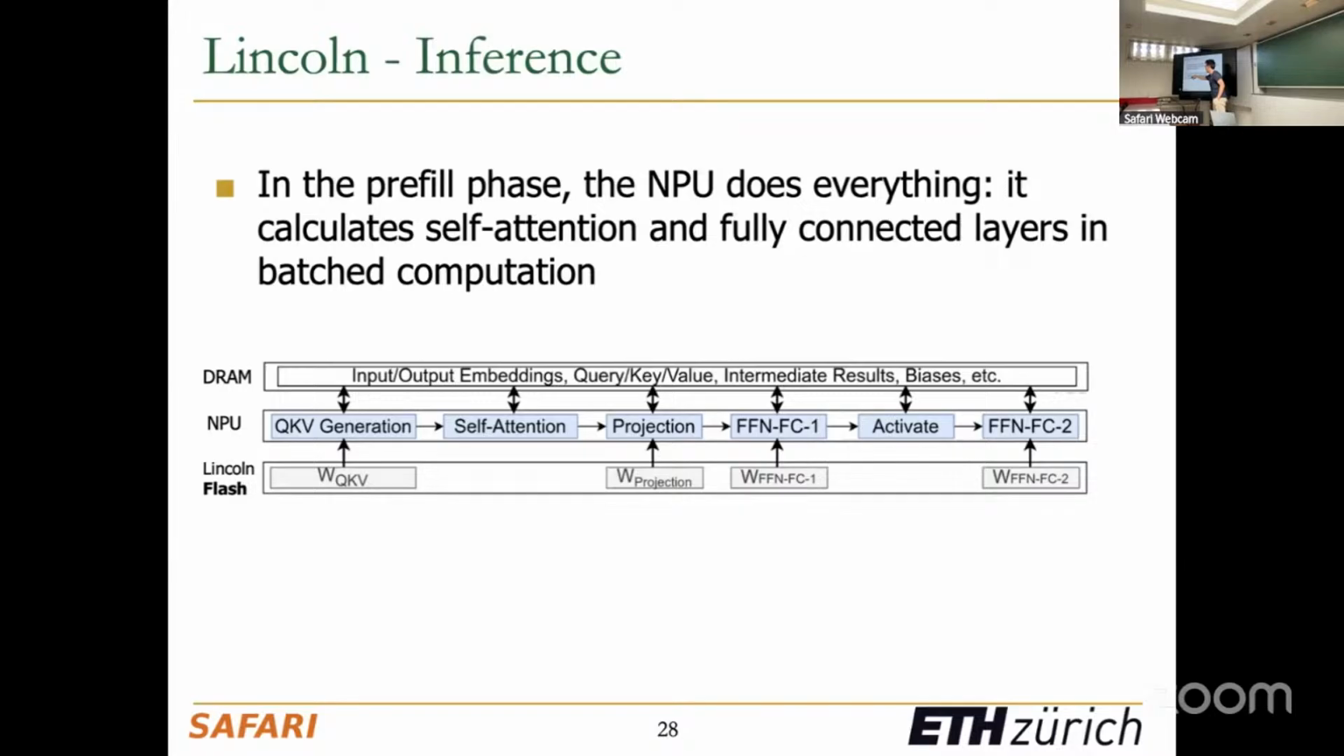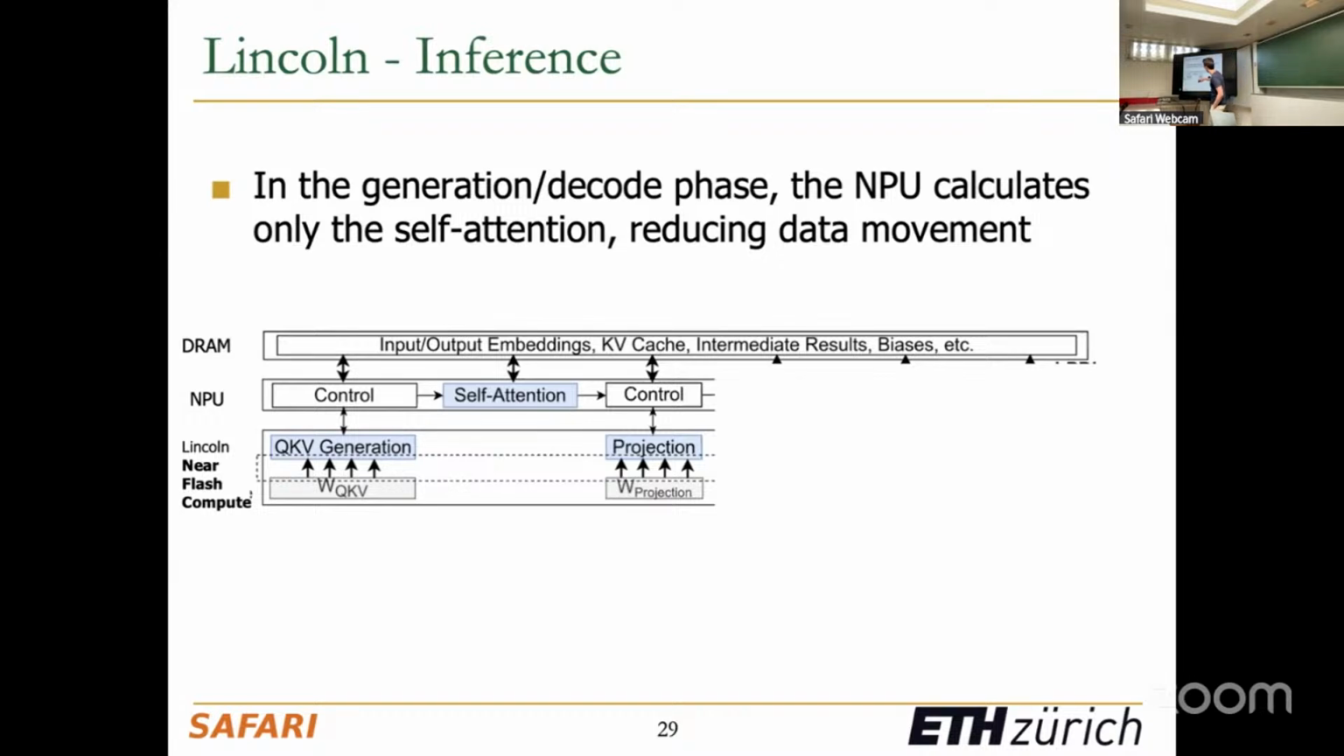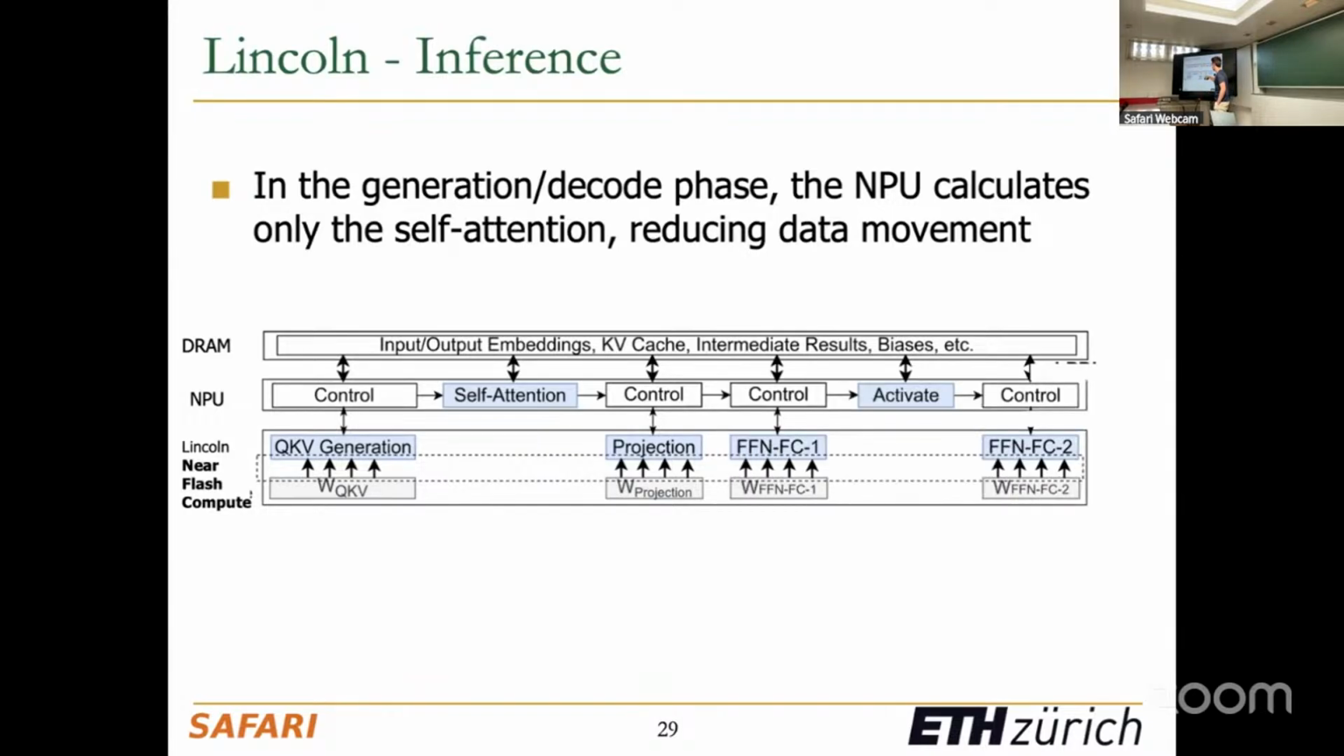In between, here in the generation phase, it also stores the keys and the values in the DRAM. In the generation or decode phase, the NPU calculates only the self-attention. So we can see here the queries, the keys and the values are generated in the flash. Then it sends these three matrices into the self-attention, which calculates the self-attention using the keys and the values loaded from the DRAM. Then it sends them back to the Lincoln in-flash compute, which projects and calculates both of the fully connected layers.